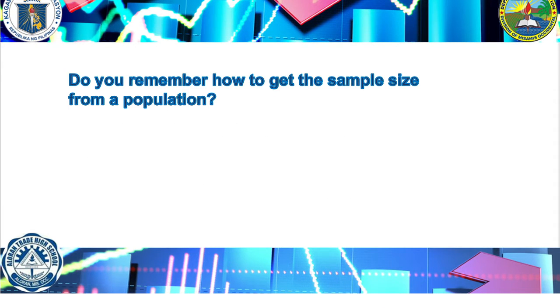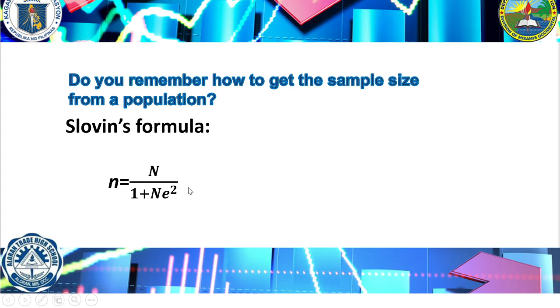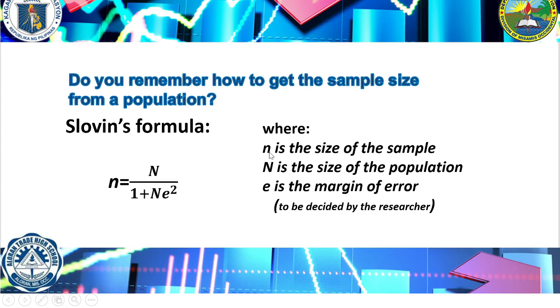Do you remember how to get the sample size from a population? We use Slovin's formula. We have lowercase n equals uppercase N over 1 plus uppercase N times lowercase e squared, where lowercase n is the size of the sample, uppercase N is the size of the population, and lowercase e is the margin of error. This is to be decided by the researcher.